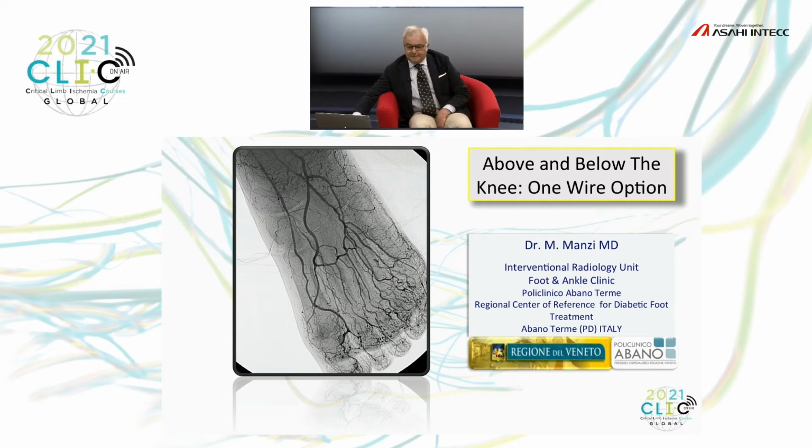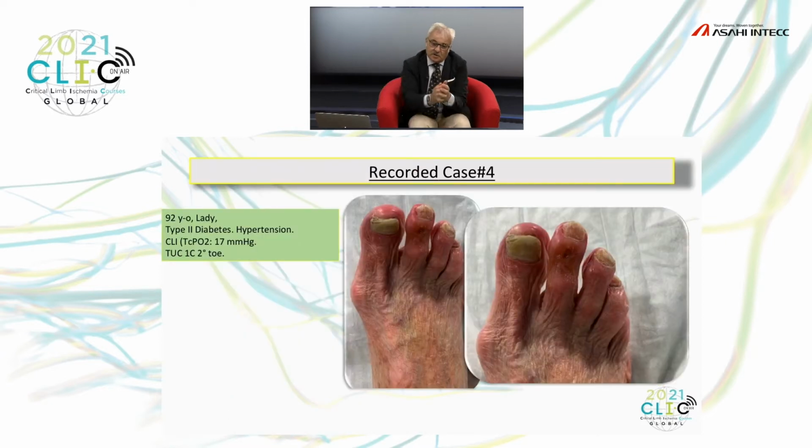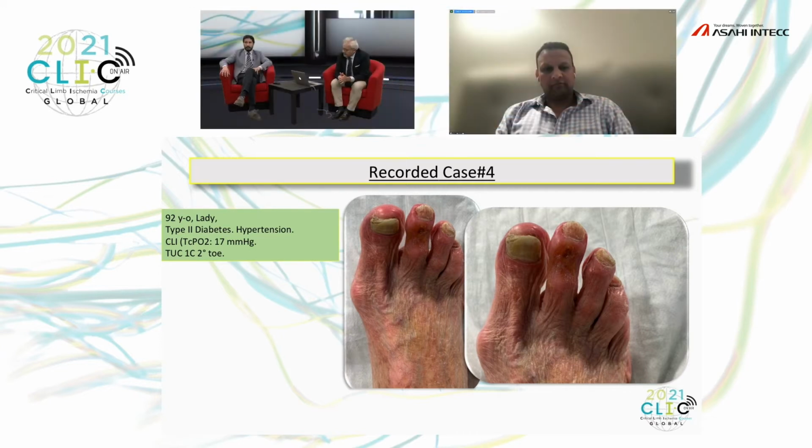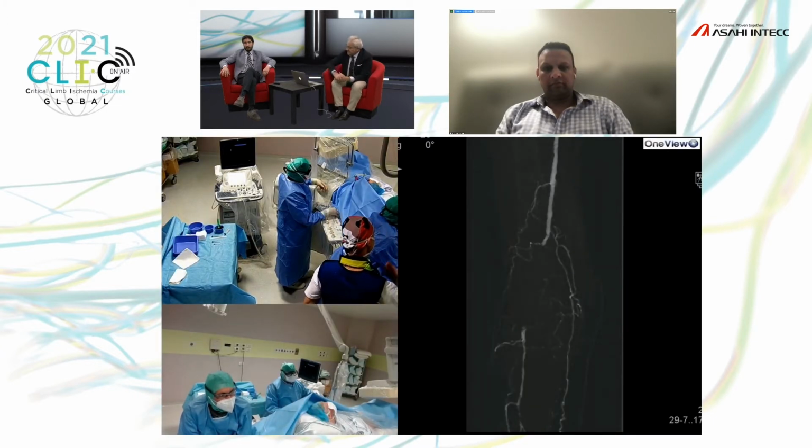So this is my disclosure, and this is the recorded case number 4 of Global CLIC. The patient is a 92 years old lady with diabetes, of course, hypertension, critical ischemia, and a lesion in the apex of the second toe. It's not a huge lesion, but it's very painful. And the treatment and the study is this one.